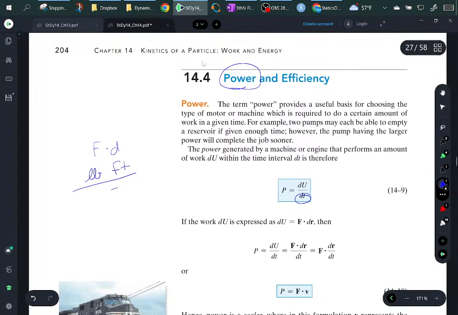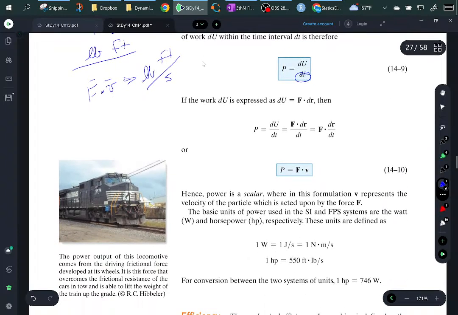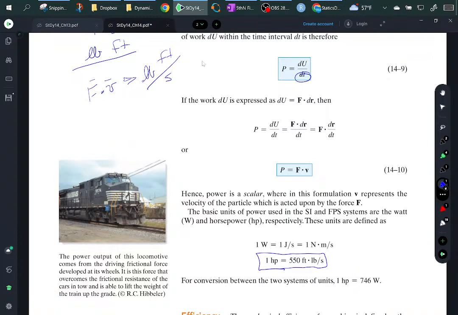And under that, you would have a new term, F dot velocity, which would be units of pounds feet per second. Now it turns out, he may have it down here. Yeah, he has it right here. So 1 horsepower is equal to 550 foot-pounds every second.